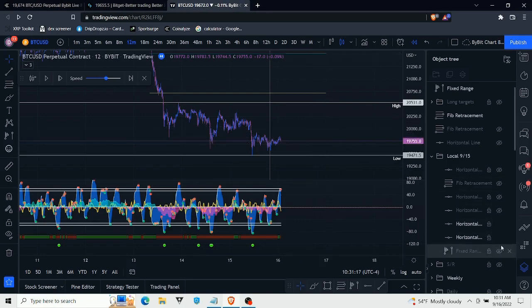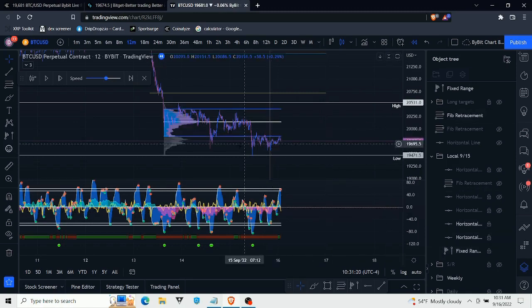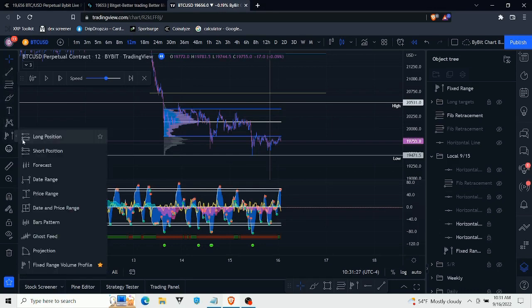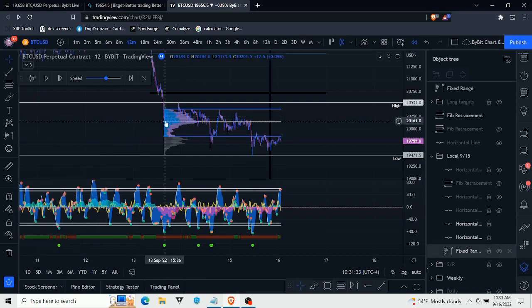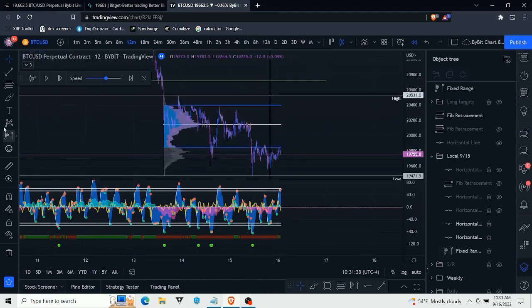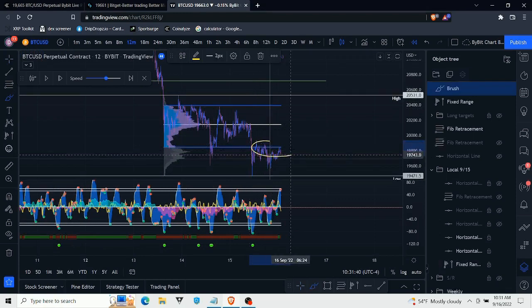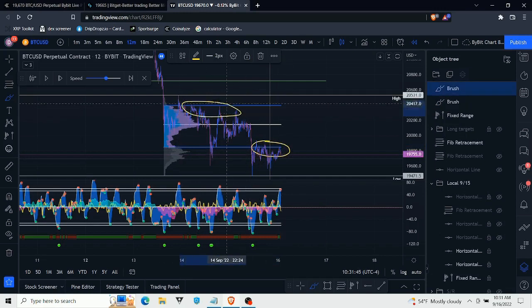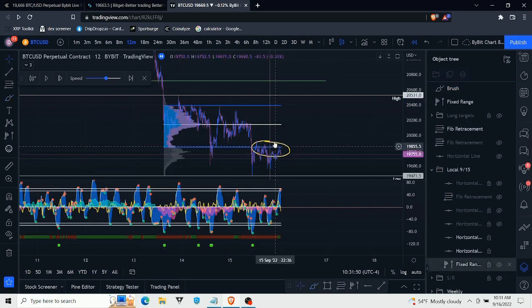The next thing I would do is I would use my fixed range volume tool. And if you don't know what that is, if you go to the left-hand side toolbar, click this drop-out menu, it is right here at the bottom, fixed range volume profile. And this will give you the significant volume levels inside of this range. And you can see that price is respecting them. We are finding resistance at the value area low right now. We found resistance at the value area high up here. So that's the next thing I do, I get my volume levels.